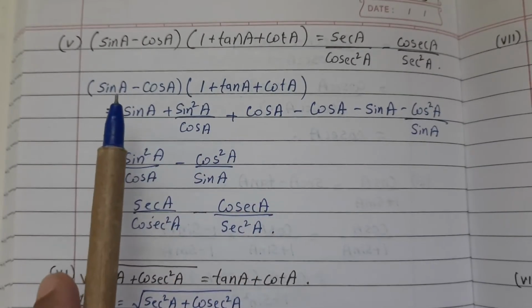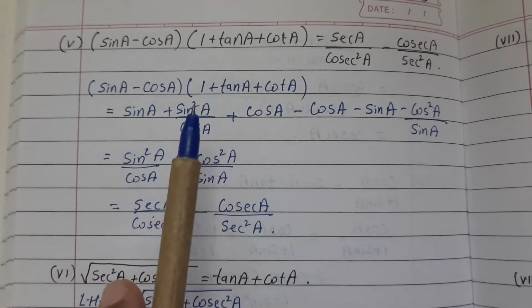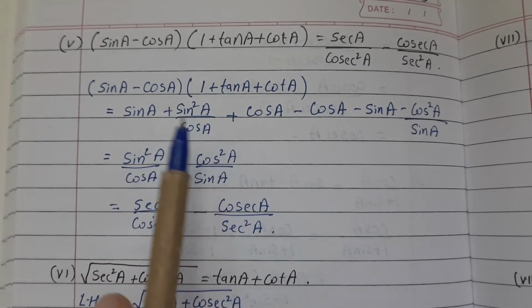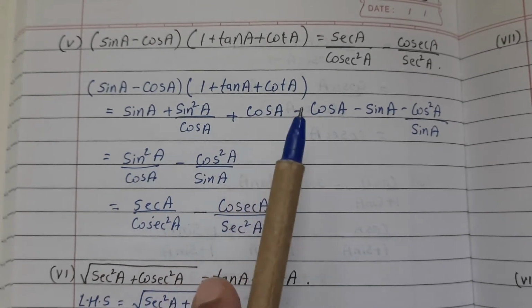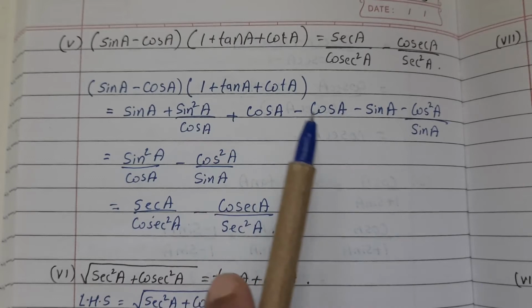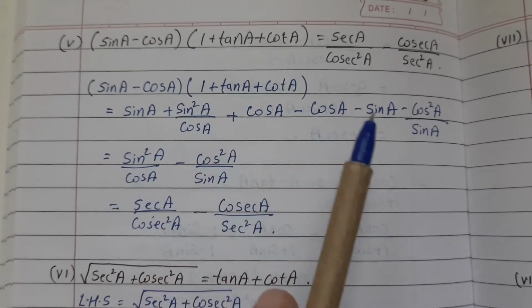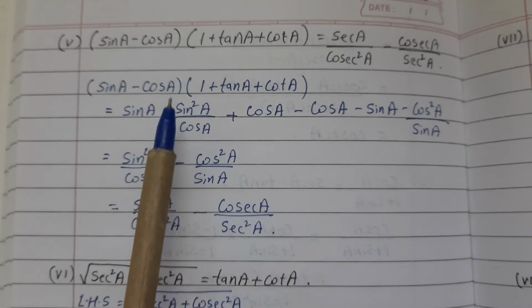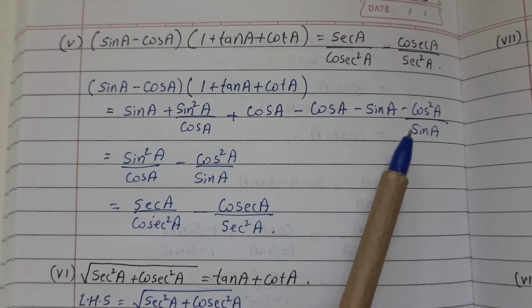Open the bracket. Sin A into 1 is sin A. Sin A into tan A is sin square A upon cos A. Sin A into cot A is cos A. Minus cos A into 1 is minus cos A, minus cos A into tan A is minus sin A, minus cos A into cot A is minus cos square A upon sin A.